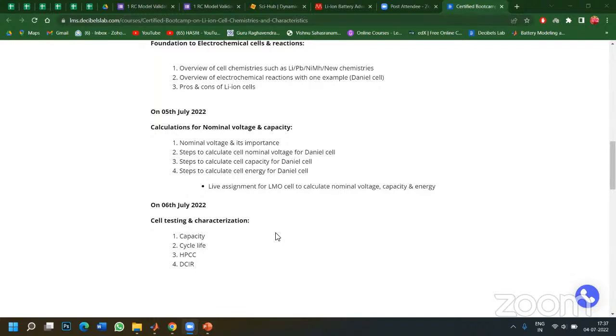Maybe we'll conduct some tests and share data on LFP, maybe some other cell chemistries, so that we can show you how the characteristics of the cell look slightly different for each type of cell chemistry, and also how we do further advanced tests like HPPC or DCIR. So that's the overall idea of what we're going to cover in 3 days.